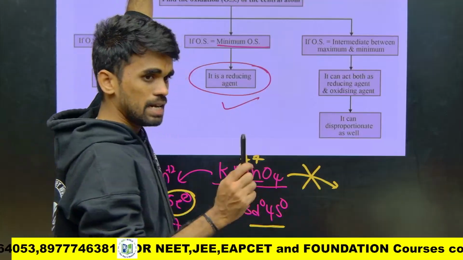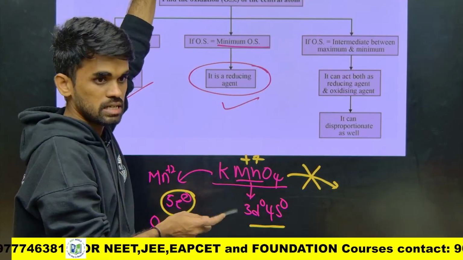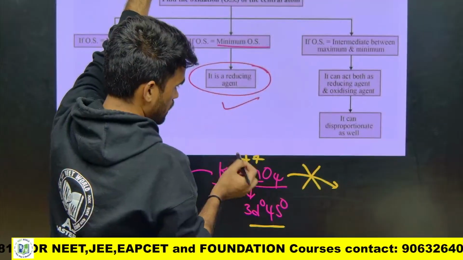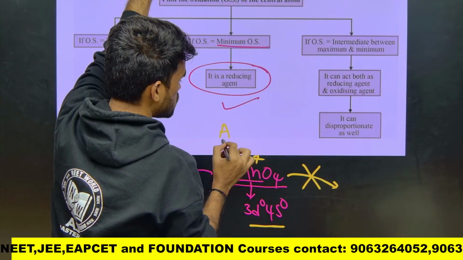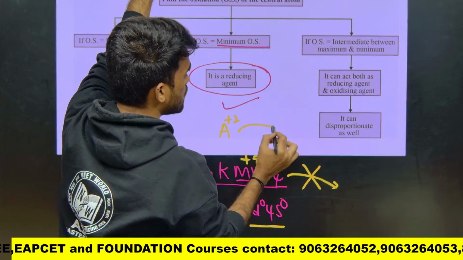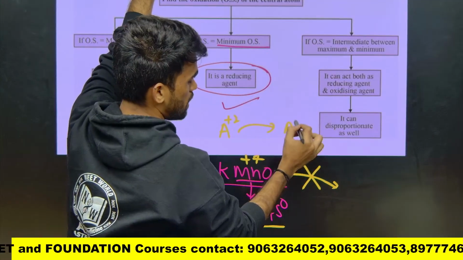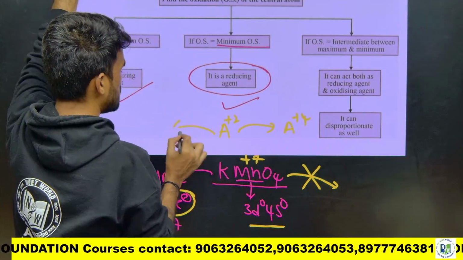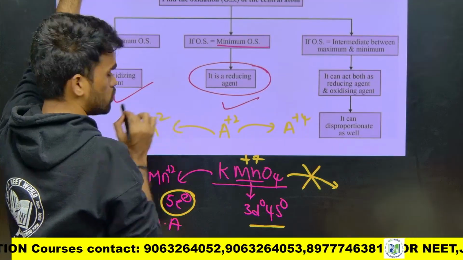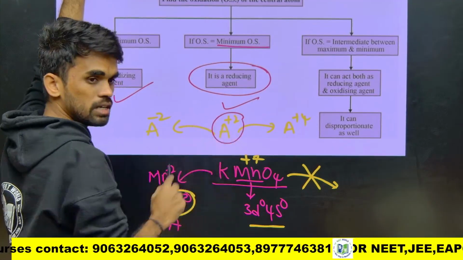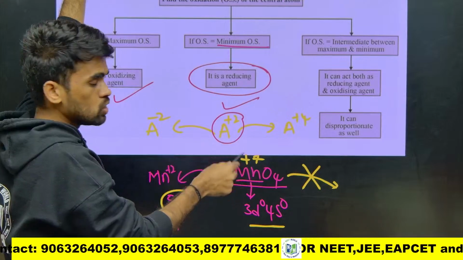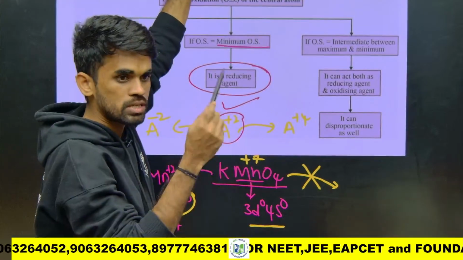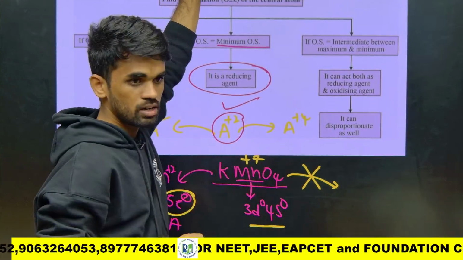If an element has an intermediate oxidation state, for example a species having +2, it can be oxidized to a maximum of +4, and let us say it can be reduced to a minimum of -2. Now this is the intermediate state, so both possibilities are there. Those kinds of species can act as both oxidizing agent as well as reducing agent.